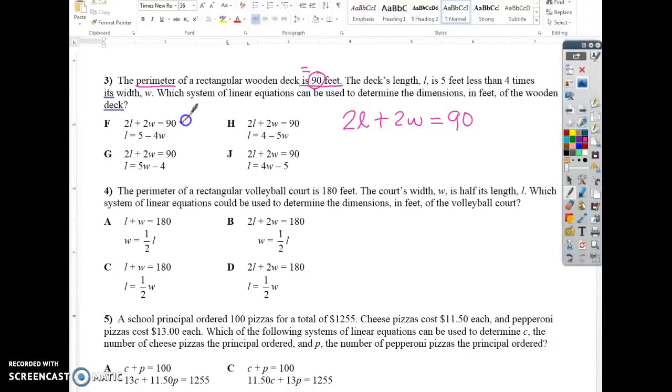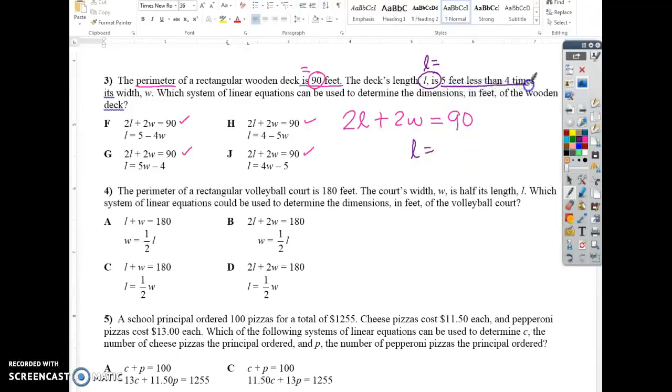All of them say that. Look, all of them do. 2L plus 2W equals 90 because that's the perimeter formula. Okay? Then we continue. It says the deck's length, L, is. That means L equals. Every time you see L is, we're going to put L equals. If it would have said W is, then it would have been W equals. Okay?